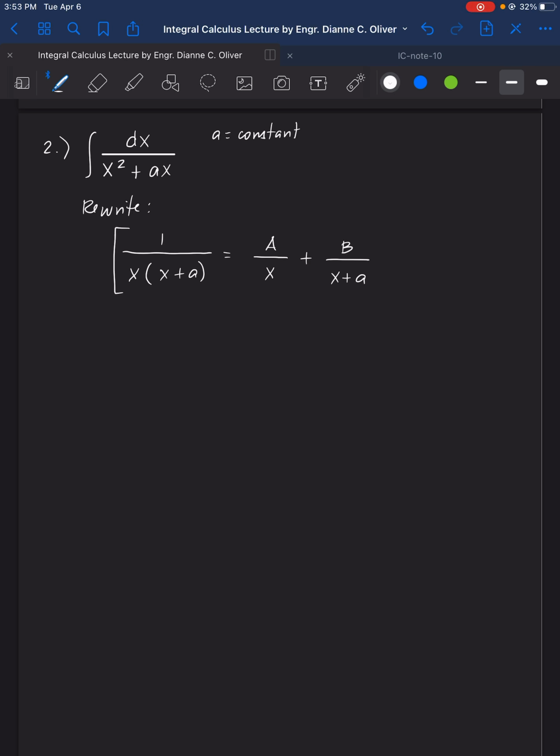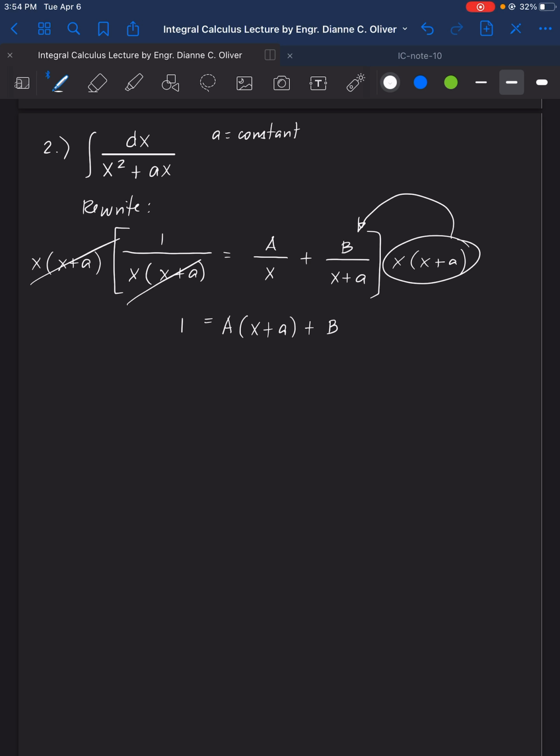Next step, multiply both sides of the equation with the factor of the denominator, x plus a. Then cancel out with this one. What's left will be 1 is equal to, multiply this with the first term, cancel out x. So what's left will be a times x plus a plus b multiplied with the second term, cancel out x plus a. So what's left will be x.